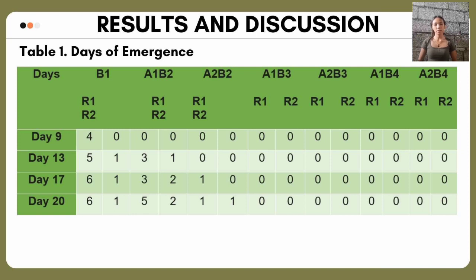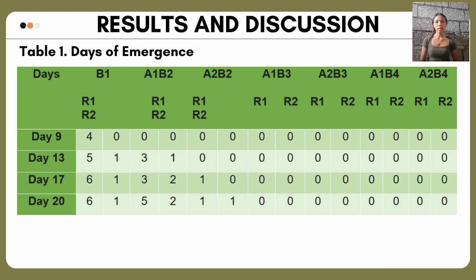Good day, ma'am. I am Ivy Gracie Hepega, and I will discuss table 1, which shows the days of emergence. The experiment investigated the influence of type of storage and storage duration on seed emergence, employing the factors A1 and A2 for type of storage and B1, B2, B3, and B4 for storage duration. In the control group, or B1, on day 9, replication 1 exhibited a baseline emergence of 4 plants out of 10, setting the initial reference point.